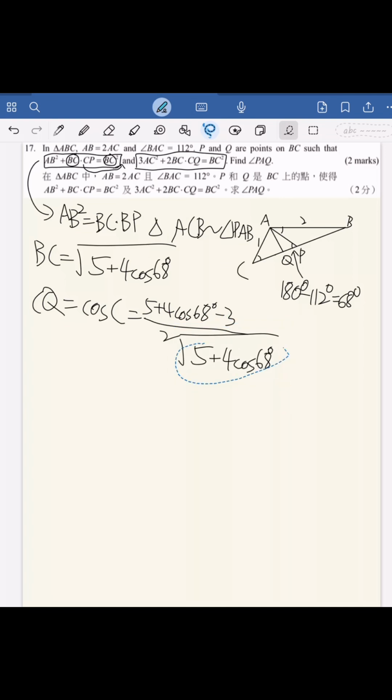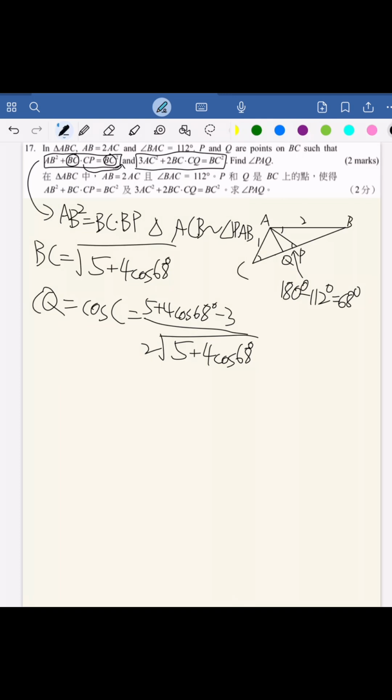That's a little too big. I mean, way too big. Let me see how I can. Okay, I know we can simplify it a bit. This just simplifies to 2. And then dividing by this 2, we get 1 plus 2 cosine 68. I'll just write it as C over square root plus 4C. Okay, now that looks much better.